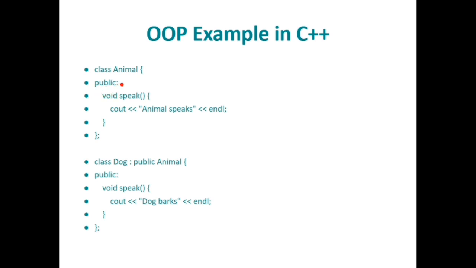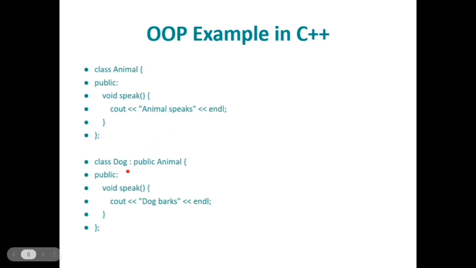For example, we create a class that is animal. Now we know that the animal has a functionality that it can speak. Then we create a function speak that displays the message. When we call this animal class, it will display the message that the animal can speak.